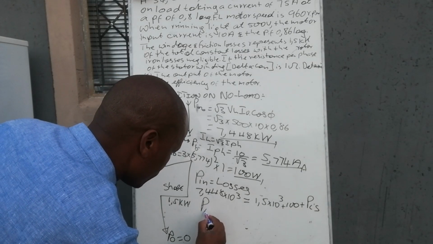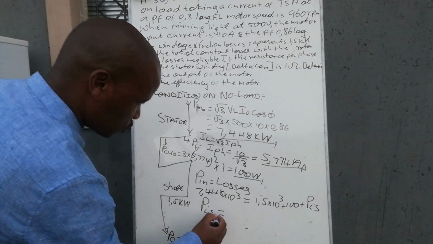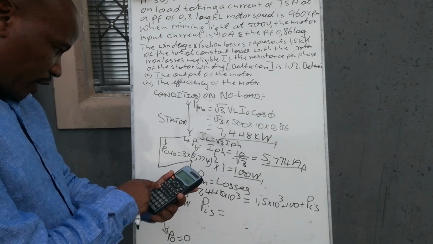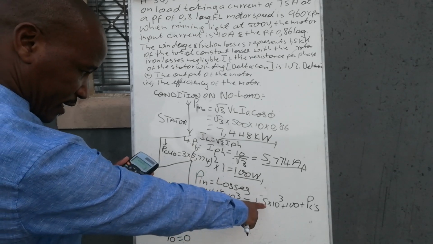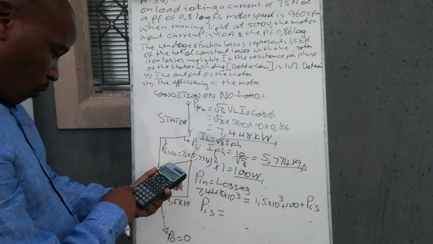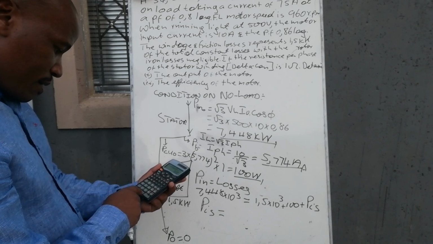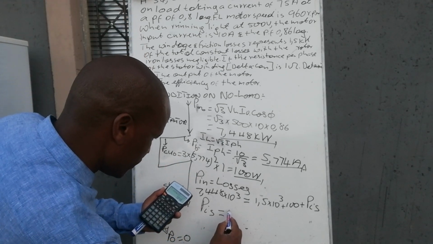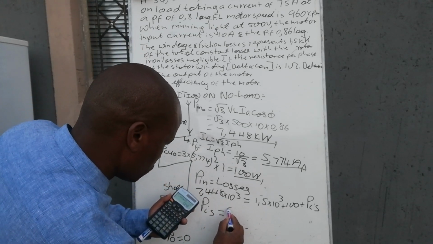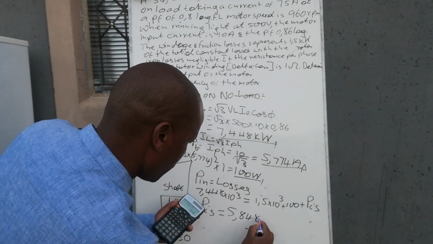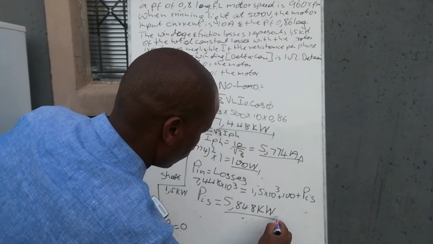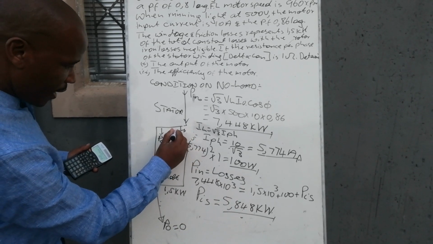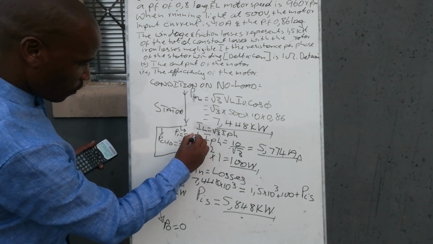Now the stator iron losses is equal to, let's see, 7.448 exponent 3 minus open brackets 1,500 plus 100 closing brackets. The answer is equal to 5.848 kilowatts. The iron losses there is 5.84 kilowatts.